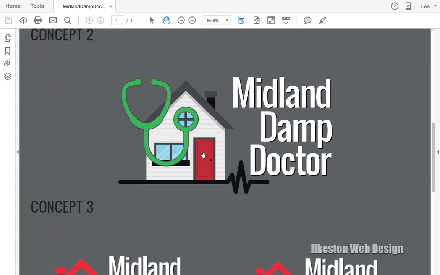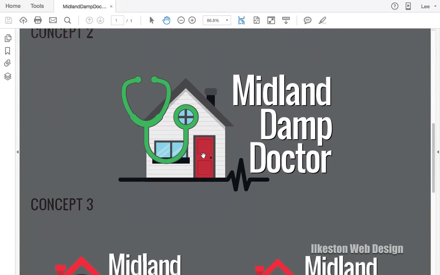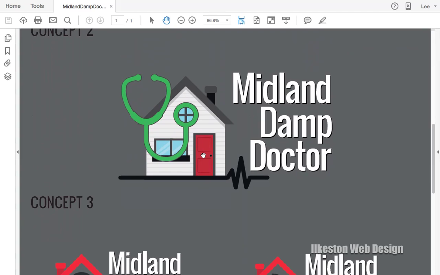So concept three, again it's very similar to the previous two, but we've put the detail back into this, so it's quite clear that it's a house. You've got the window and the door, and we've also moved the area of the periscope just to focus on the house window at the top. So there's a bit more fluidity in that, and again we've got the heart rate graphic at the bottom. We've not made that green. We've blackened it off because it focuses very much on where the damp would be in the house.